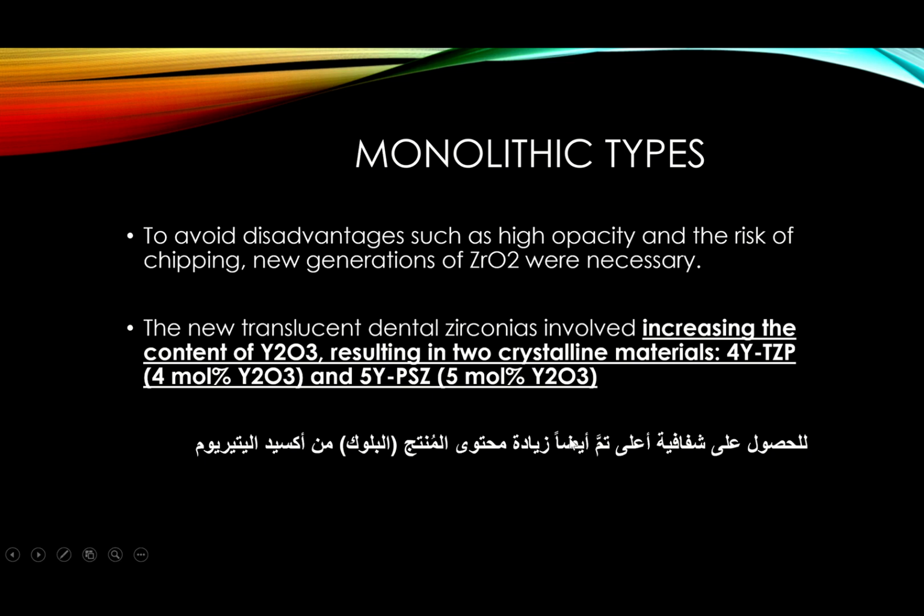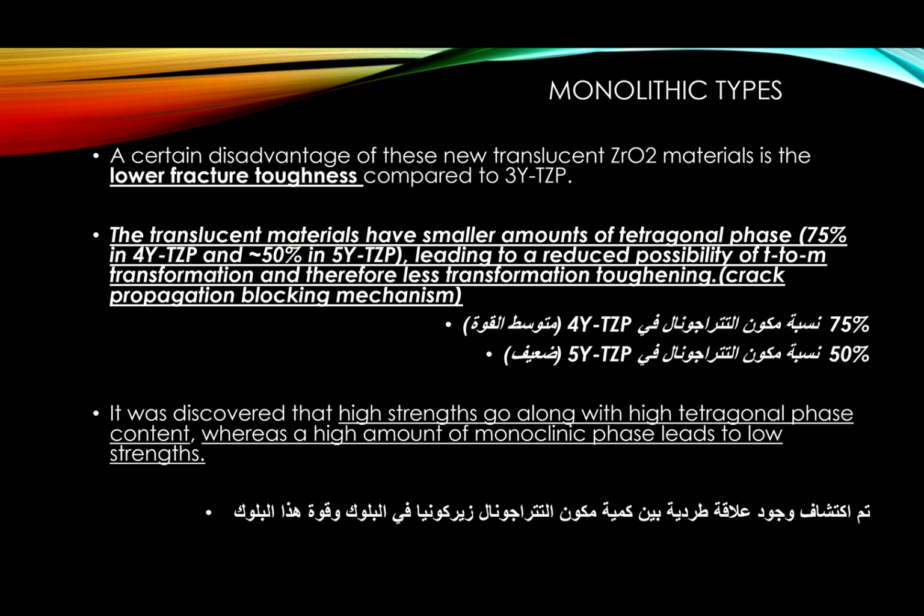But since you wanted more translucency, you increase the content of yttrium oxide, resulting in two crystalline materials, which are 4-yttrium and 5-yttrium, and we're going to discuss the difference between both. Now, the translucent materials have a smaller amount of tetragonal phase, 75% in 4-yttrium and 50% in 5-yttrium, leading to reduced possibility of tetragonal to monoclinic transformation, which is the toughening transformation. We're going to talk about that. It's a kind of crack propagation blocking mechanism as well. We will discuss that in detail as well.